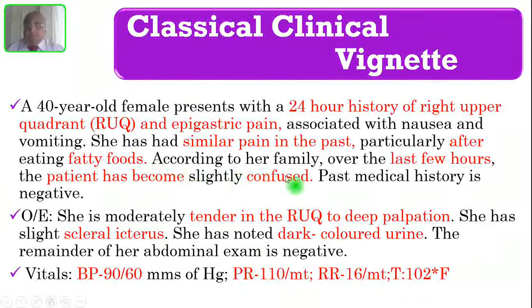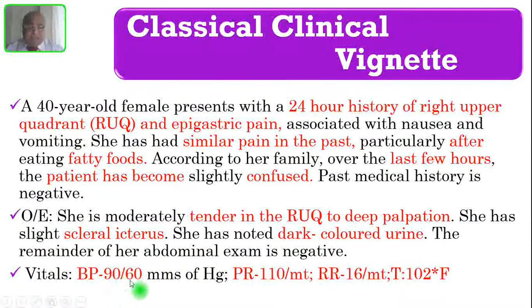According to her family, over the last few hours, the patient has become slightly confused. Past medical history is negative. On examination, she is moderately tender in the right upper quadrant to deep palpation. She has slight scleral icterus. She has noted dark color urine. The remainder of her abdominal examination is negative.